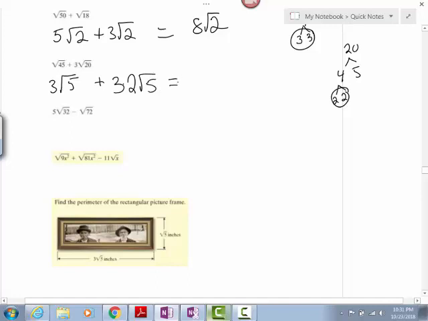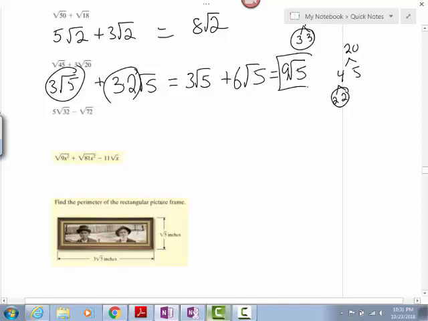Okay. So I'm just going to bring this piece over. 3 square roots of 5. When I multiply here, that's going to give me 6 square roots of 5. And I've added them together, that's going to give me 9 square roots of 5. Okay.